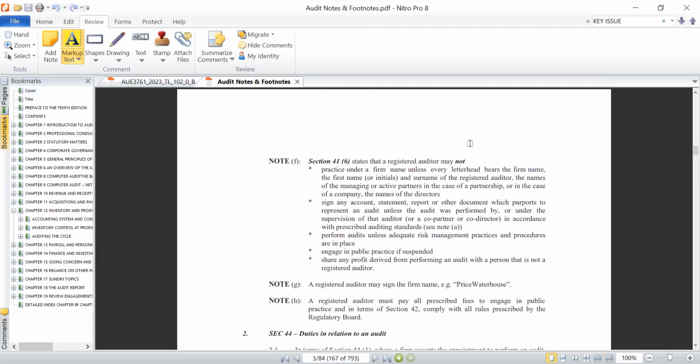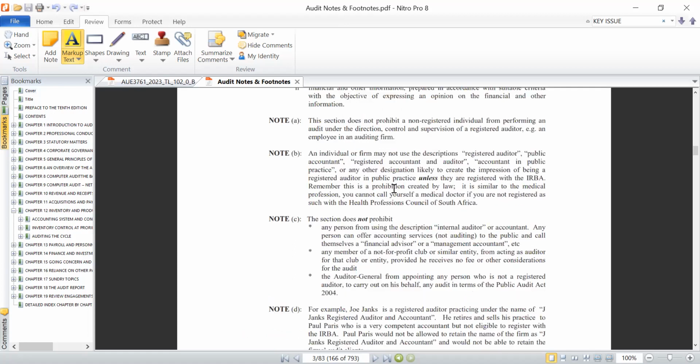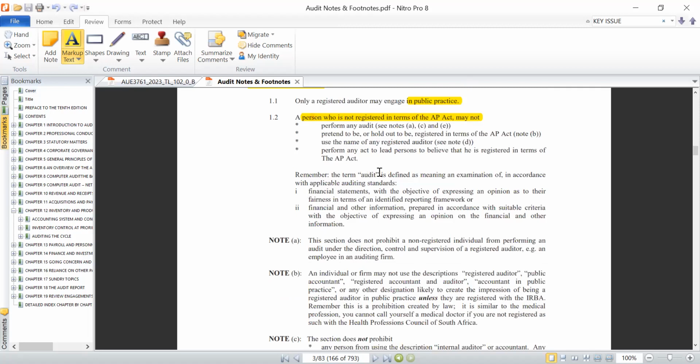Right. Now, what about those which registered auditors are not allowed to do? This is where the liability of a registered auditor emanates from. So if you are a registered auditor, there are certain things you are not allowed to do. Mind you, still in the very same section, we notice there are certain things that registered auditors are not allowed to do.